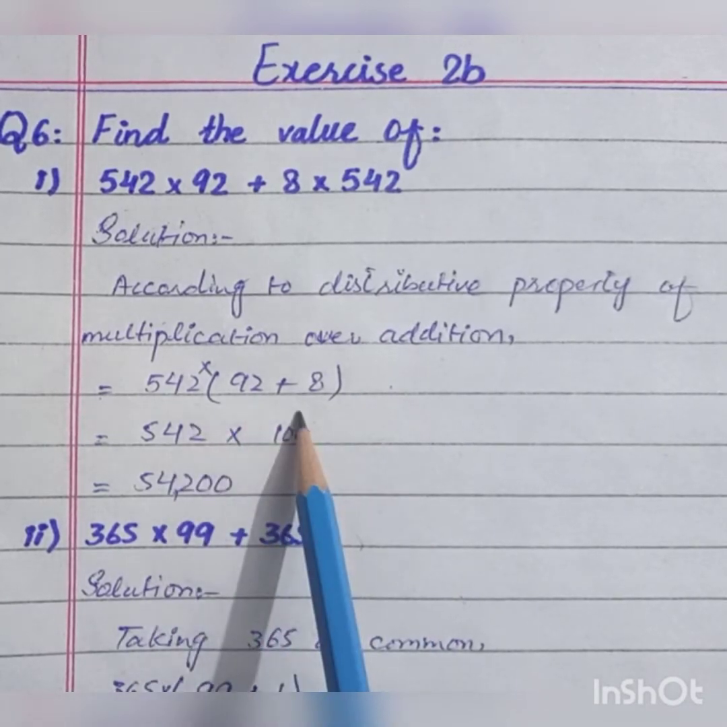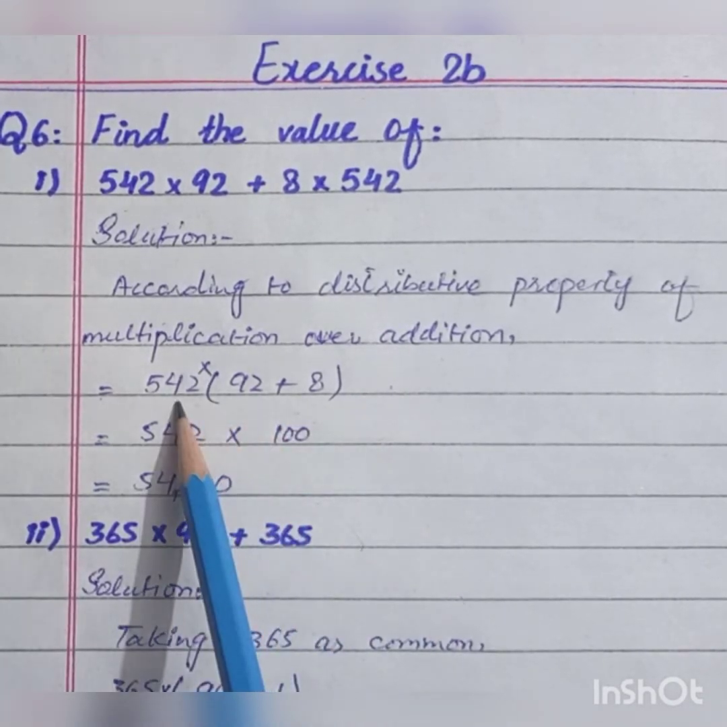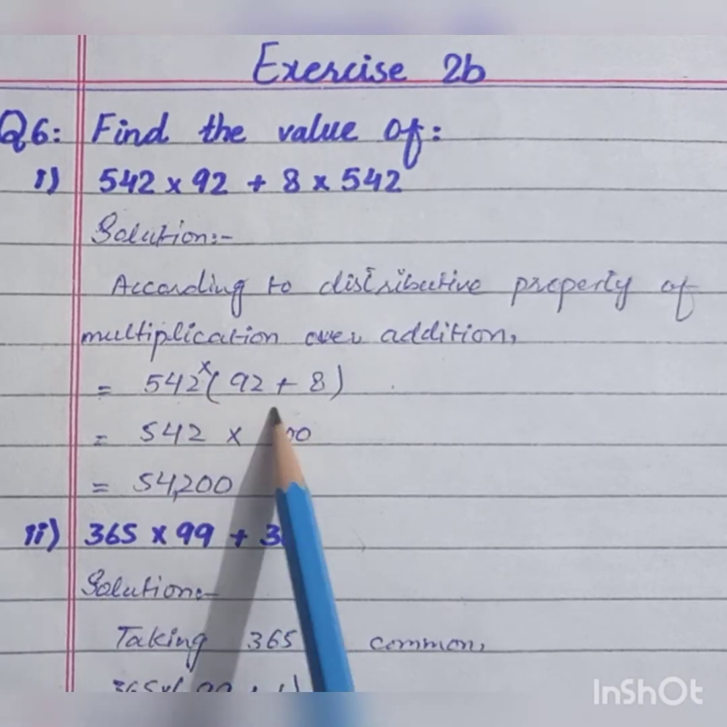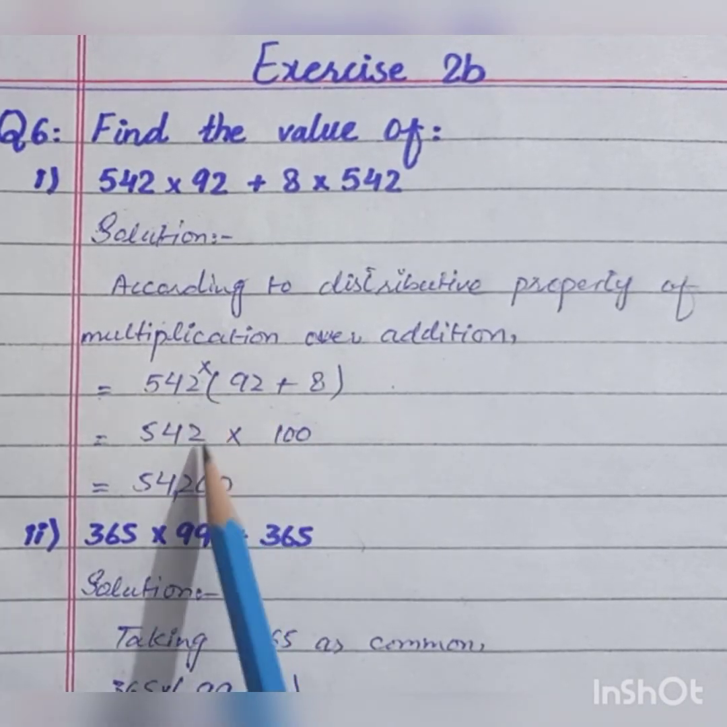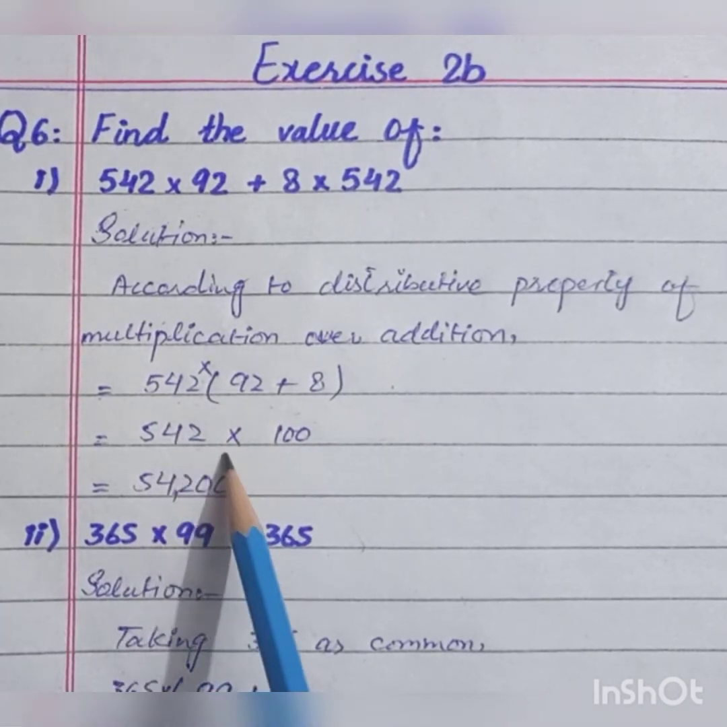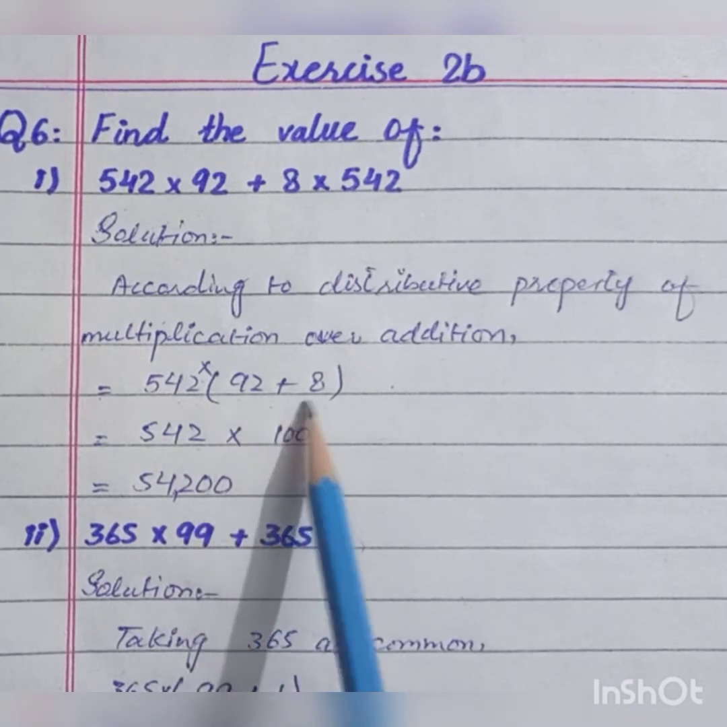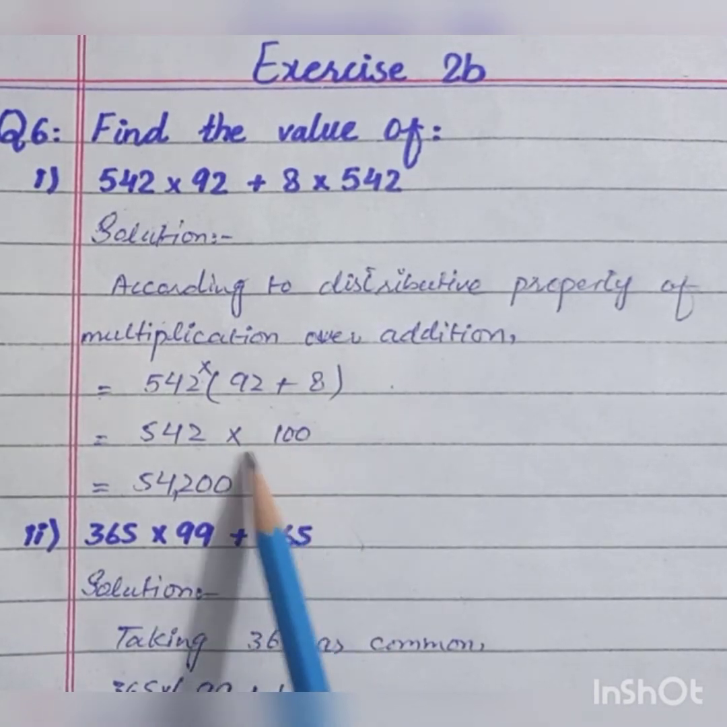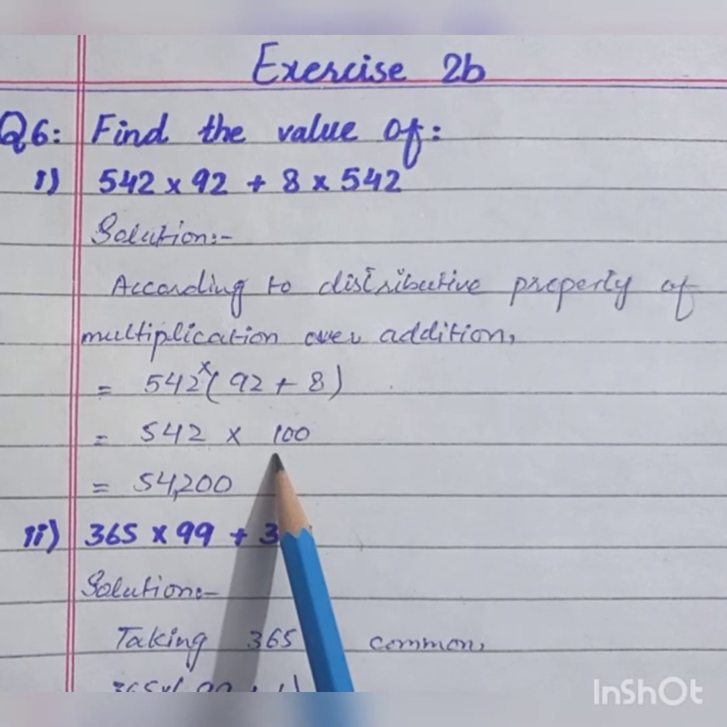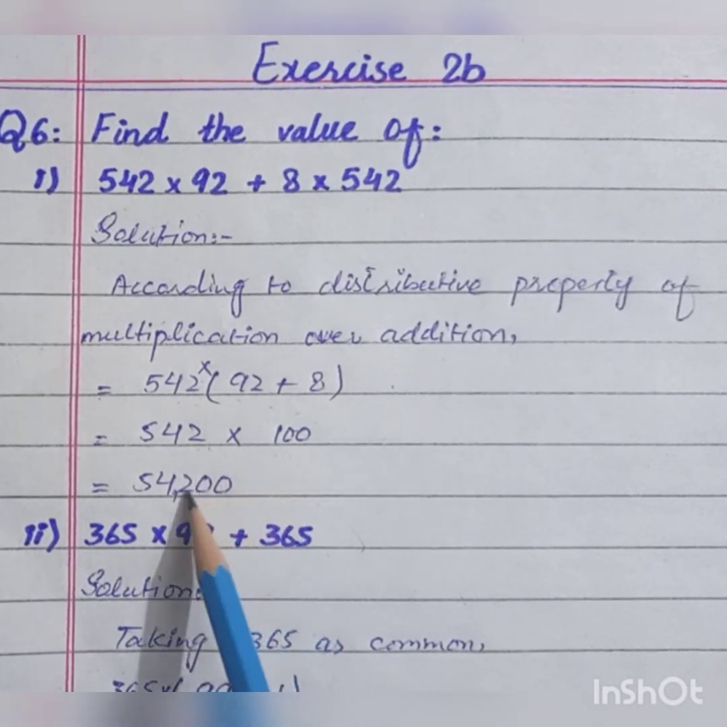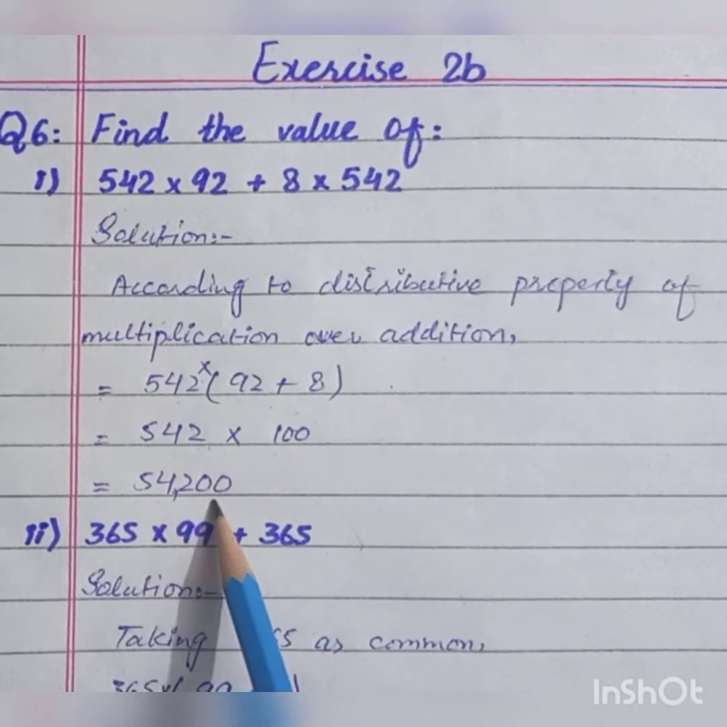We can see that this shows the distributive property of multiplication over addition. Now solve these: 542 is multiplied by, if we add 92 plus 8, then the answer is 100. Now we can easily multiply 542 by 100 and the answer is 54,200.